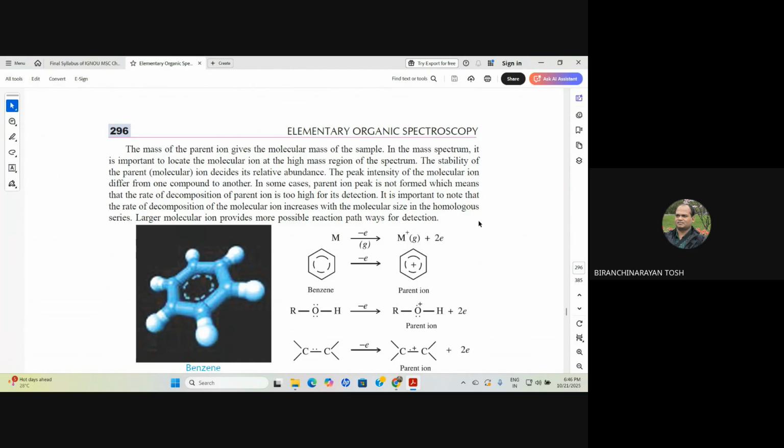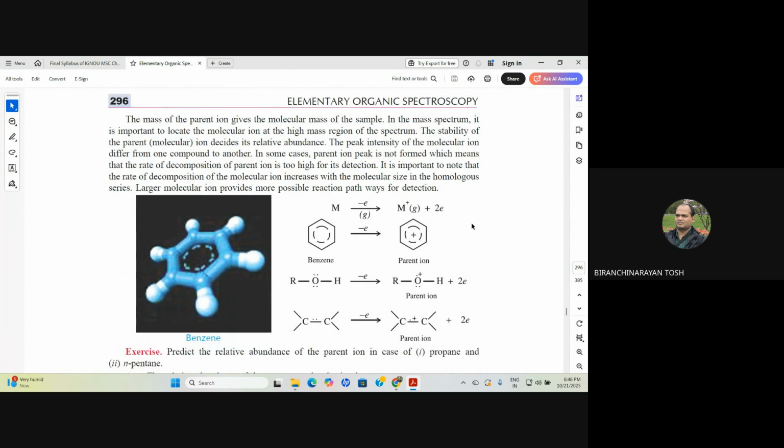In some cases, the parent ion peak is not formed, which means that the rate of decomposition of the parent ion is too high for its detection. As the parent ion is formed, then it will break to give the base peak. It is important to note that the rate of decomposition of the molecular ion increases with molecular size in the homologous series. A larger molecular ion provides more possible reaction pathways for detection.